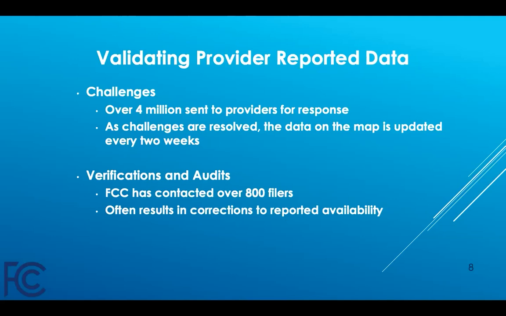Beyond the challenge process, we also have verification and audit tools, and we've been using those tools. Thus far, the FCC has contacted over 800 filers to ask additional questions about their filing. In some instances, we might ask for them to provide us with network infrastructure data or other types of fact-based information that would back up their reported availability to location. These verification efforts have been very successful thus far. They often result in corrections to reported availability.